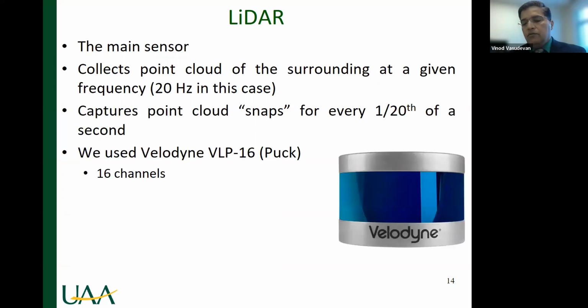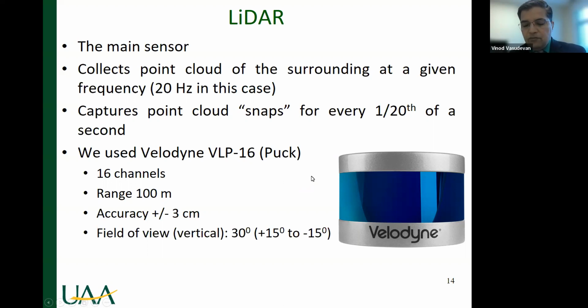This sensor has 16 channels, which means there are 16 beams. The range is 100 meters. Accuracy is plus or minus 3 centimeters. Again, this is what the manufacturer says, and we kind of validated it. They are very good. The vertical field of view is 30 degrees, which means 15 degrees here and 15 degrees here. Of course, the horizontal angle is 360 because it captures the data all around. So 30 and 360. Again, these will vary depending on the sensor we are using, but they are typically in the same range.